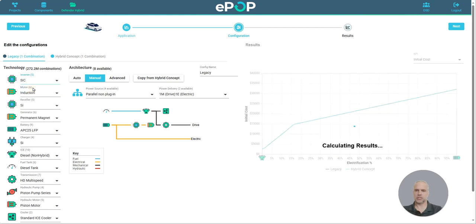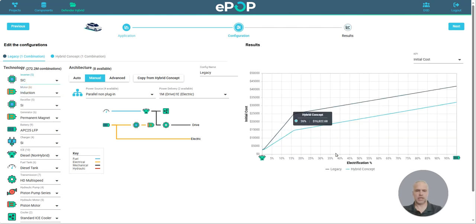So here's the configuration that we're looking at, and each one of these icons has an associated technology which impacts a KPI. In this case, we have KPI of initial costs. So just changing the inverter in this spot here changes the initial cost.